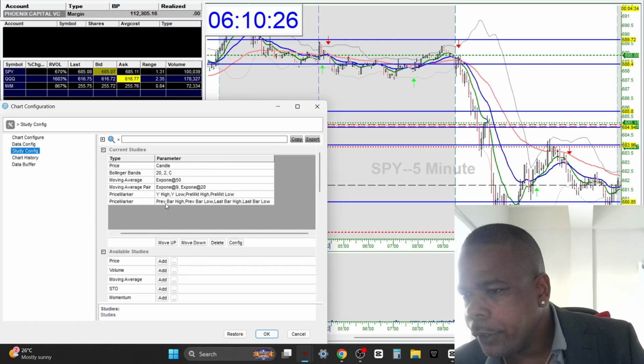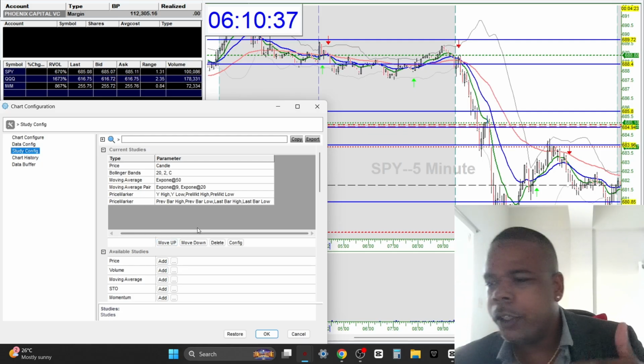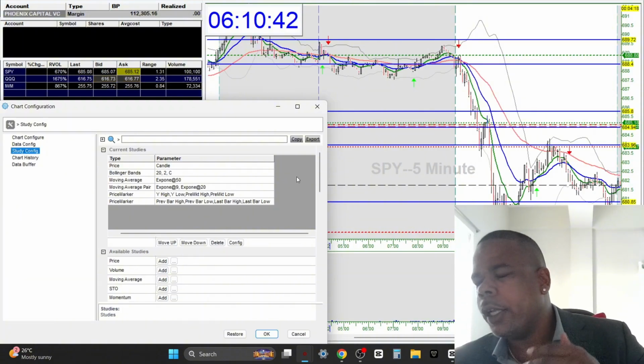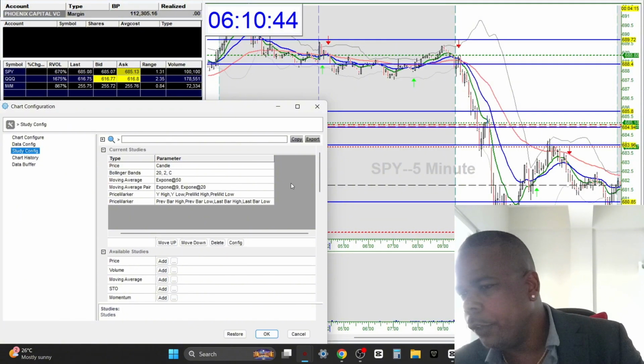the previous bar's high, so on the 5 minute chart, the candle before the one that is currently forming, the high and the low, because those are the references that we use to determine our entry and our stop loss. And I also have the high and the low of the candle that is currently forming.